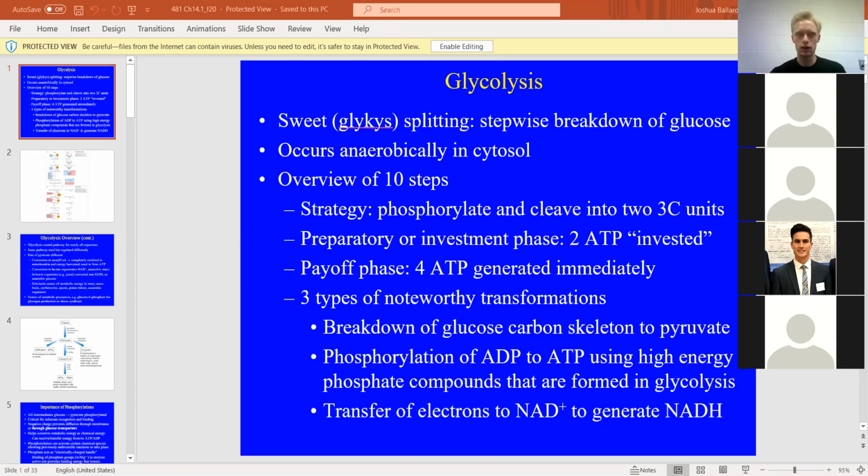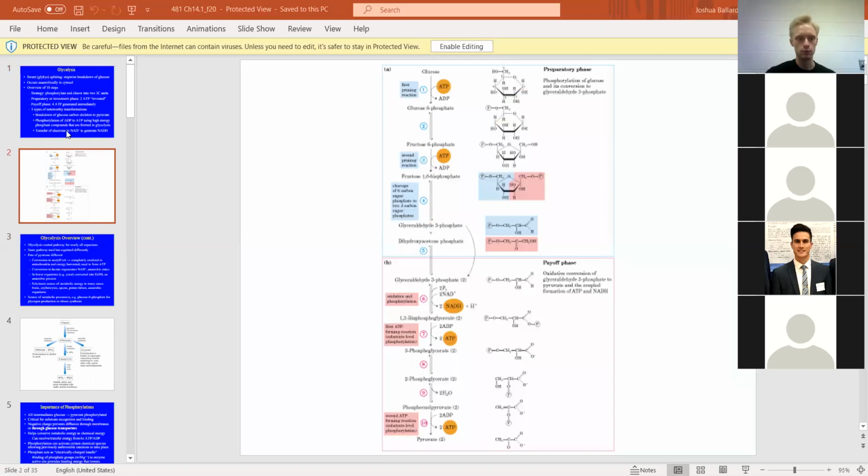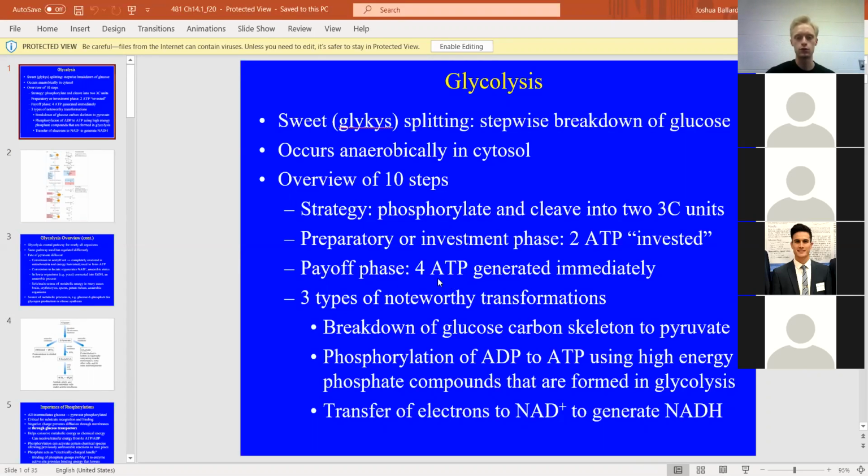I was checking Learning Suite today, and he put several animations of each of the 10 steps of glycolysis under the content section in Learning Suite. So you do have that as one of your resources to review. Glycolysis is overall just a reaction where you go from glucose to pyruvate, and I'm sure you guys all know that it produces 4 ATP, but 2 ATP are invested in it, so you have a net gain of 2 ATP.